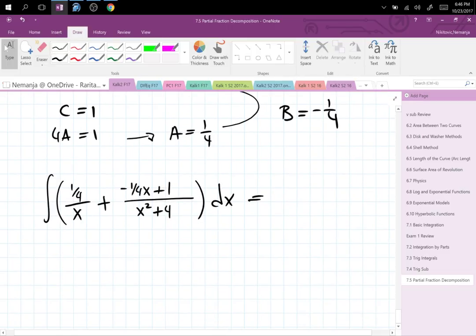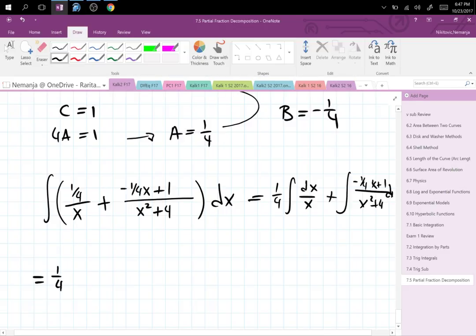This breaks into two integrals. Well, we can kick 1/4 outside, so 1/4 integral of dx over x, and then we have another integral. Let's write it one more time: negative 1/4 x plus 1 over x squared plus 4, everything dx. Now the first integral is easy, just ln of x, and you're done. Now the next integral is a problem.